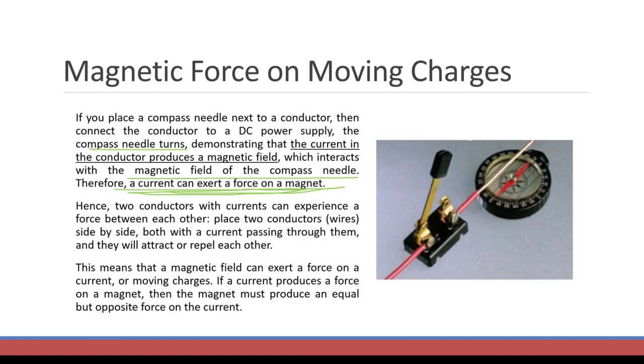Place two conductors, wires, side by side, both with a current passing through them, and they will attract or repel each other, hence exerting a force between each other. And this means that a magnetic field can exert a force on a current or moving charges. If a current produces a force on a magnet, then the magnet must produce an equal but opposite force on the current.